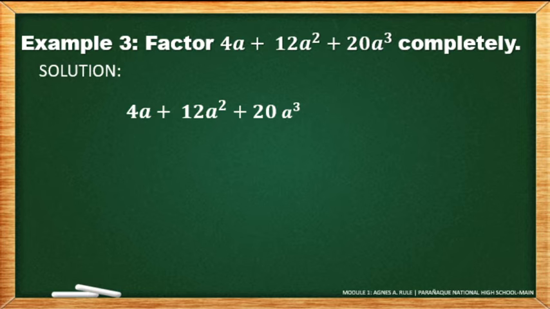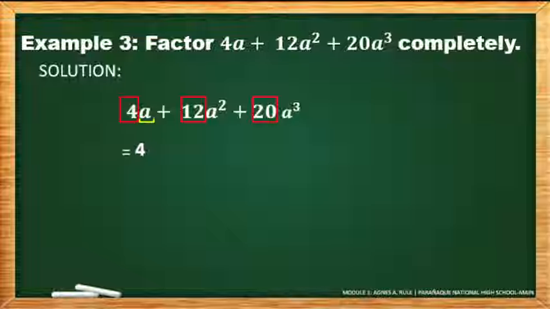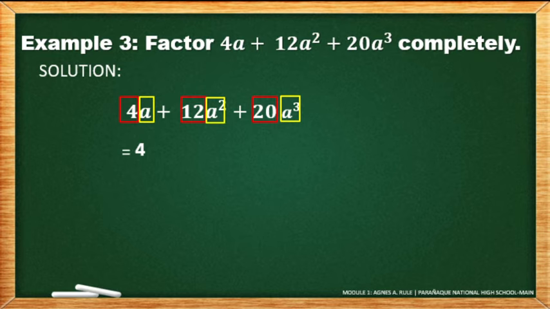Let's try to answer this one without writing the step. So, susundin lang natin. So, first, numerical coefficient muna. 4, 12, 20. Now, what is the GCF of 4, 12, and 20? 4, correct. So, literal coefficient naman tayo. We need to find the GCF of a squared, a cubed. Which of the following has the smallest exponent? a. So, therefore, the GCF is 4a.